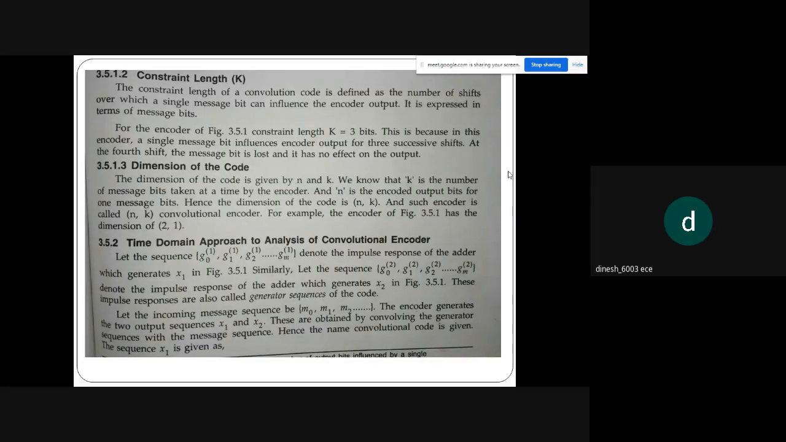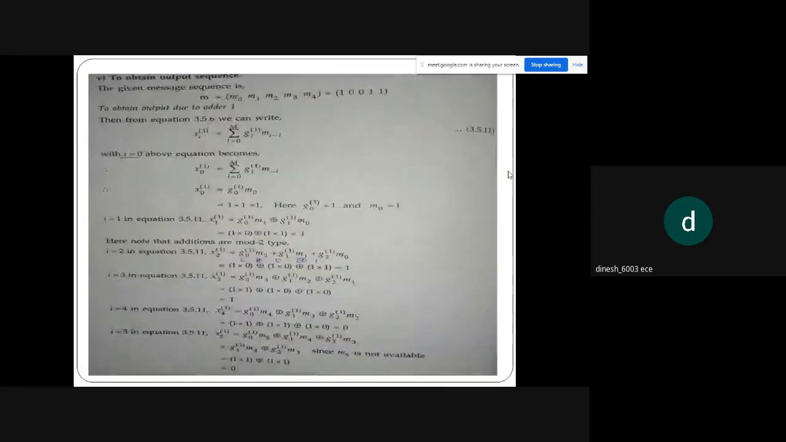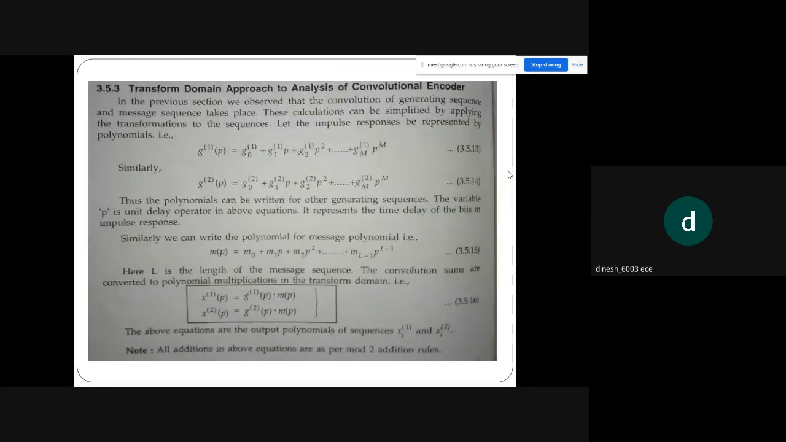For example, here in the time domain approach, we wrote only in terms of message bits g0 of 1, g1 of 1, g2 of 1, till gM of 1. Similarly, for the second output x2, we wrote g0 of 2, g1 of 2, g2 of 2 till gM of 2. But in transform domain, what we are going to do is convert those bit sequences that are obtained into polynomials.